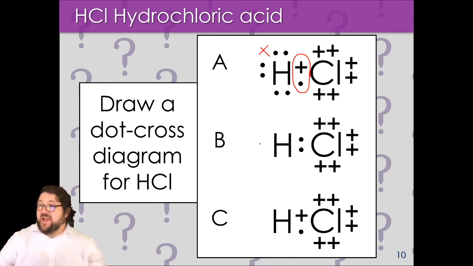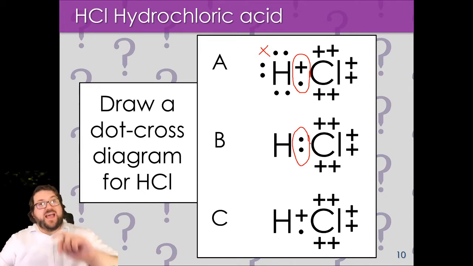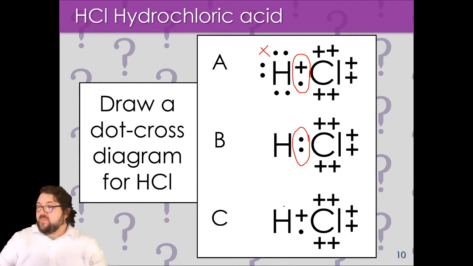B is looking better. Hydrogen does only have 2 and chlorine has 8, but we've got these electrons which do not represent the covalent bond. There should be a dot and a cross there. So that suggests that C is correct. Let's double check. Yes, we've got a dot and a cross representing a covalent bond. Do we have the right numbers of electrons around each atom? Yeah, we do. And we can go even further and say, okay, hydrogen is in group 1, so I should only have 1 dot. Chlorine is in group 7, so I should have 7 crosses. Yeah, I've got 7 crosses too.